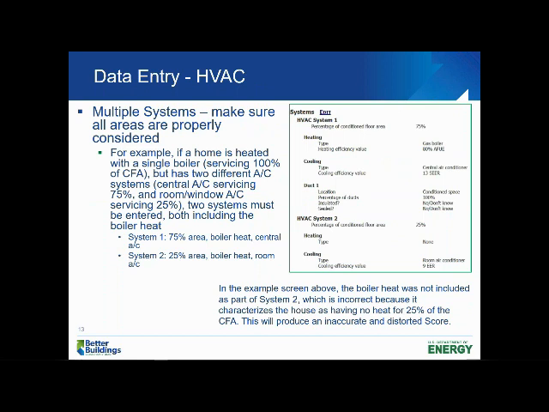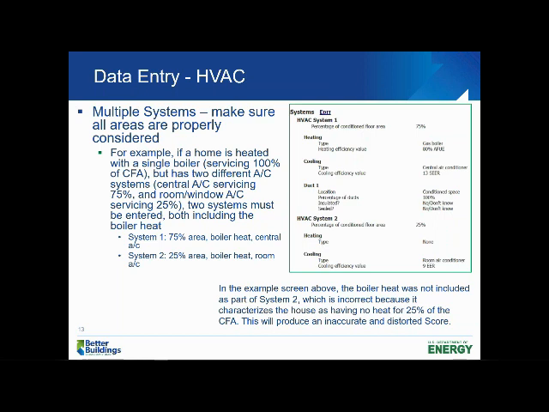So another issue we're seeing quite a bit is multiple systems in a home. As you know, in the scoring tool, you can enter up to 2 heating and cooling systems. That can also get tricky. For instance, in this home, if the home is heated with a single boiler, so it's one heating system servicing 100% of the conditioned floor area, but has 2 different AC systems, a central AC serving 75% and a room or window AC servicing 25%, 2 systems must be entered, both including the boiler heat. So you would enter it as System 1, servicing 75% of the house, and that would be boiler heat and central AC.